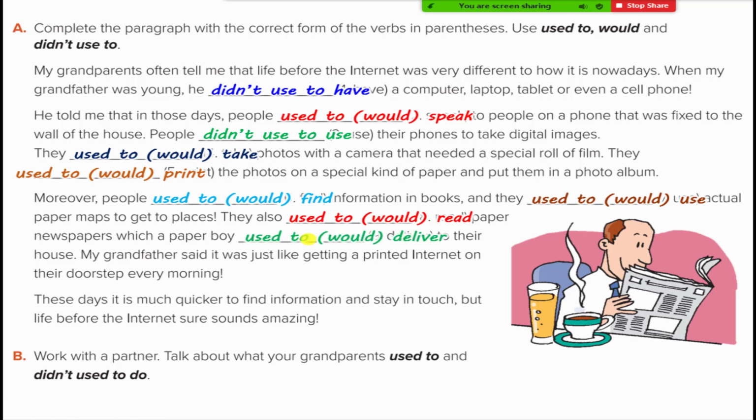Yes, very good, Yusuf. Thank you, Yusuf. Next part, of course, to complete: my grandfather said it was just like getting a printed internet on their doorstep every morning. These days, it's much quicker to find information and stay in touch, but life before the internet sure sounds amazing. Okay.